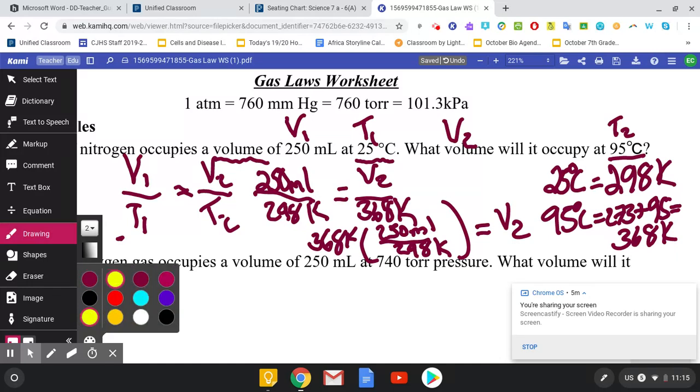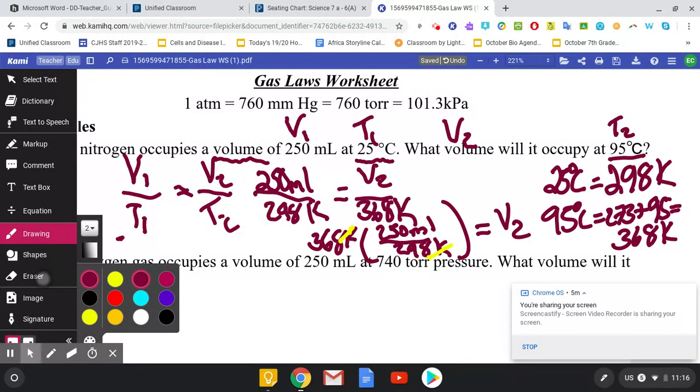Just as a reminder, as with your unit conversions, if units are on the top and the bottom, they can cancel out. One needs to be on the top, and 368 is the same as 368 over 1. So K is on top, and this one crosses off. We can cross off our K units. That leaves us with 368 times 250 divided by 298. If you plug that into a calculator, do so now. You can pause it right now if you need to, so you can see if you get the right answer.